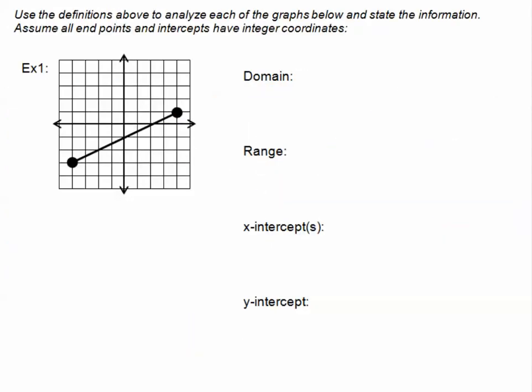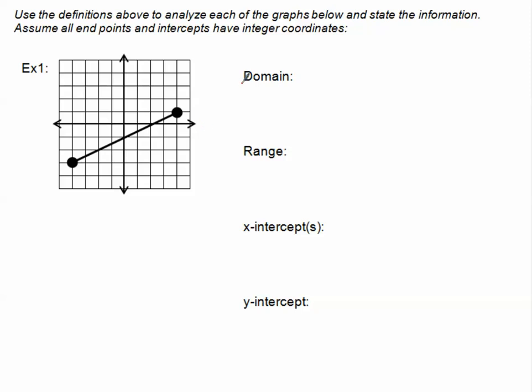Let's look at our first example. The directions say to use the definitions that we just learned to analyze each of the graphs below and state the information. It also says to assume that all endpoints and intercepts have integer coordinates. That just means we're not going to be using any decimals or fractions. If it looks like it crosses at a nice number, we're going to say that that is the nice number. So here's our first function. It's just a closed dot, and then a line, and then another closed dot.